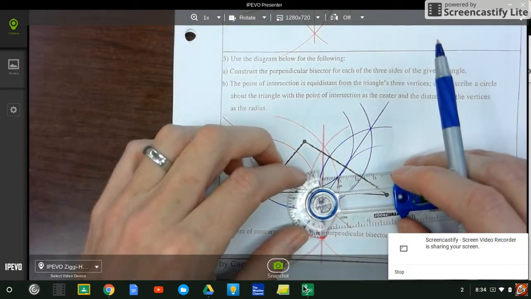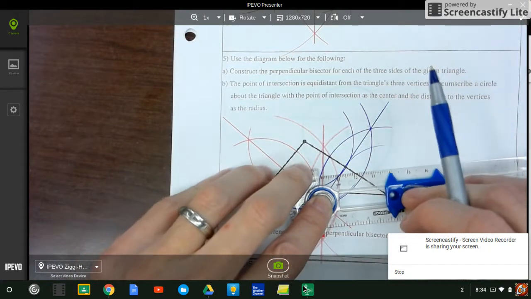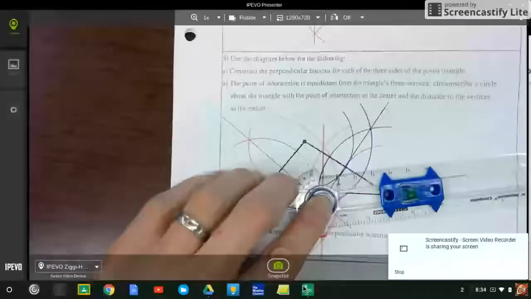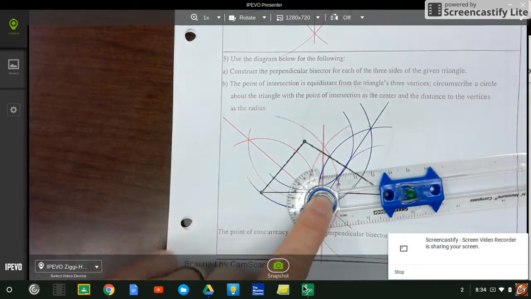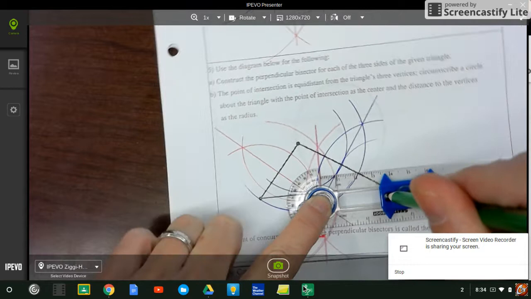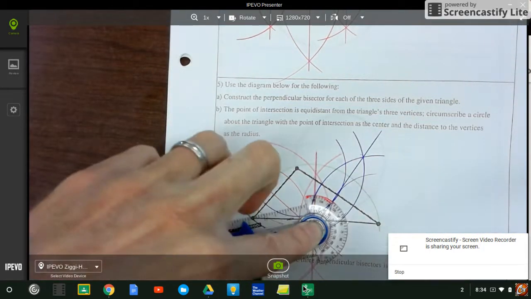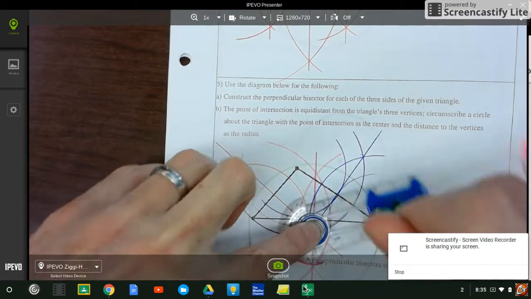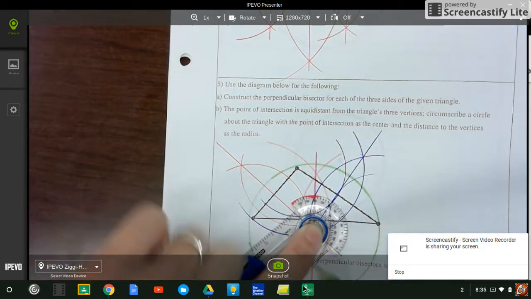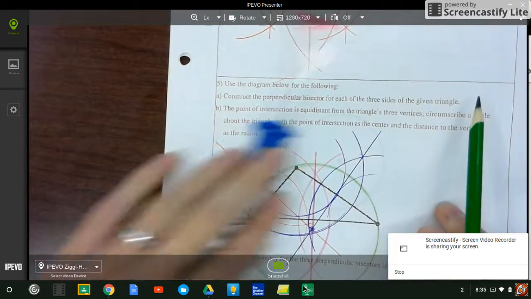So I'm going to center at that point. I'm going to set up here. And if I did this perfectly accurately, this circle should hit every vertex. Chances are I didn't do it perfectly accurately because these are not great compasses. But you can see I got really close to hitting every vertex.